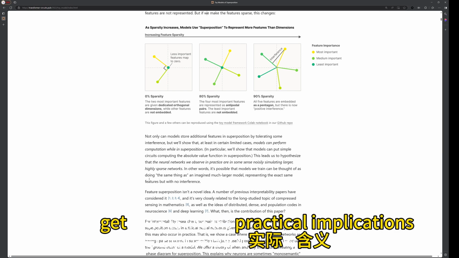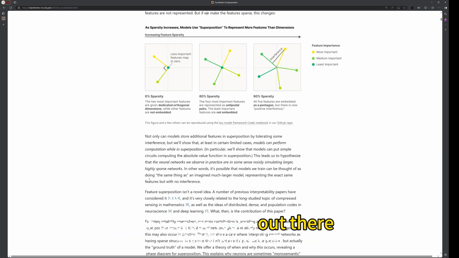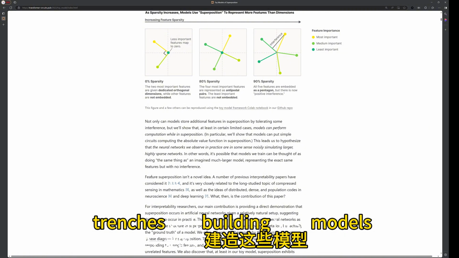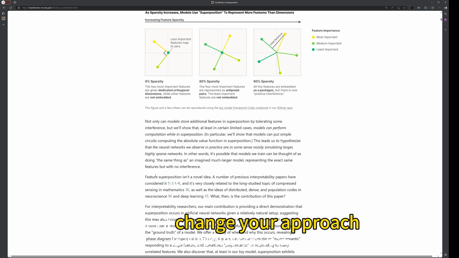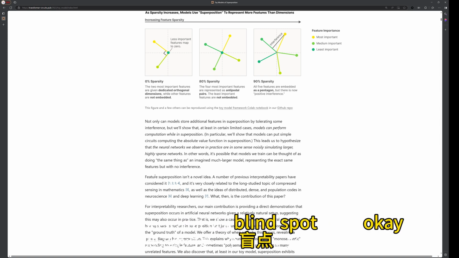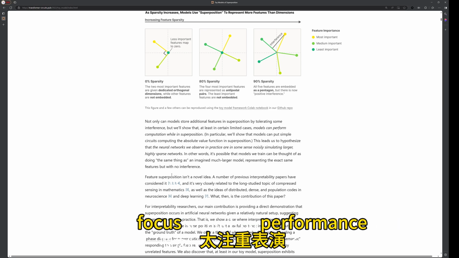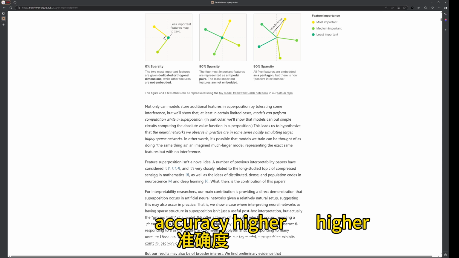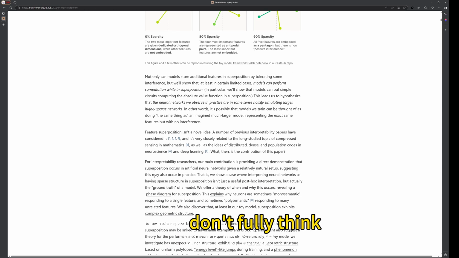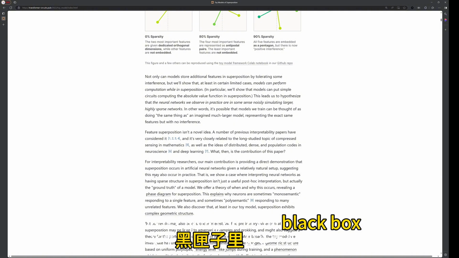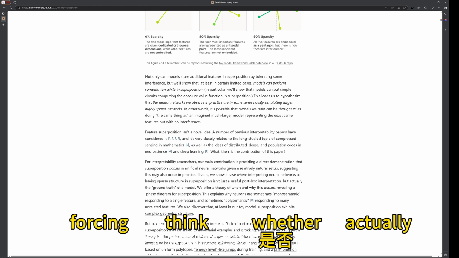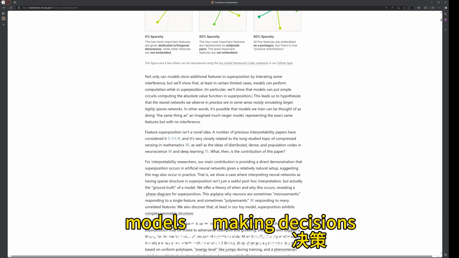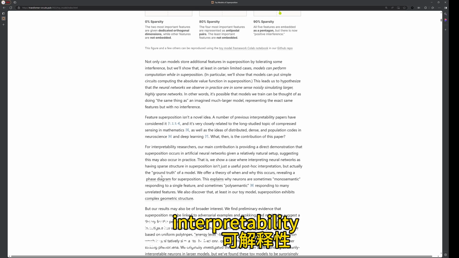Okay, but let's get down to the practical implications. You're out there in the trenches building these models, deploying them. So how does this idea of superposition change your approach? It's definitely been a bit of a blind spot, I think. We focus so much on performance, like getting the accuracy higher and higher, that we don't fully think about what's going on in the black box. So this research is kind of a wake-up call then. I think it is. It's forcing us to think about whether we actually fully understand how our models are making decisions, especially with superposition. Take interpretability, for example.